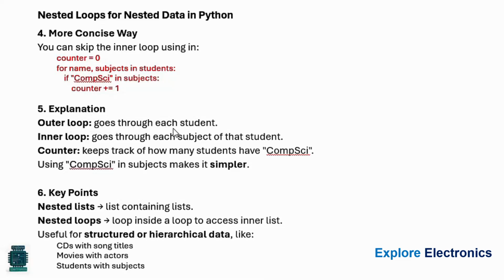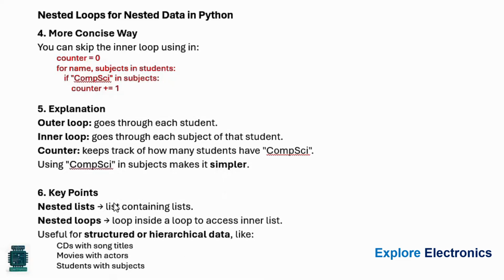Here the outer loop goes through each student, and the inner loop goes through each subject included, checking who has taken that subject. And the counter will keep track of how many students have taken the computer science subject. Using computer science in subjects makes it simple.